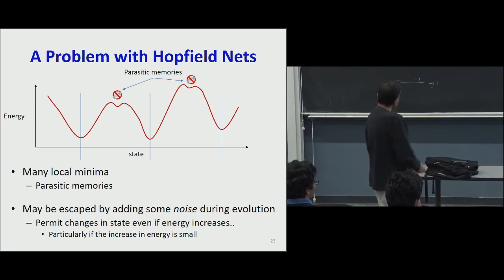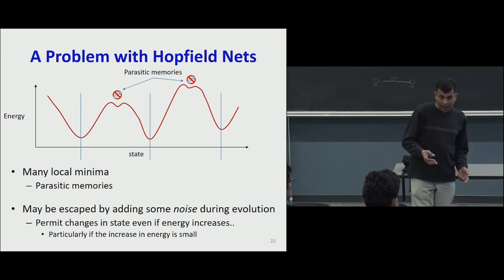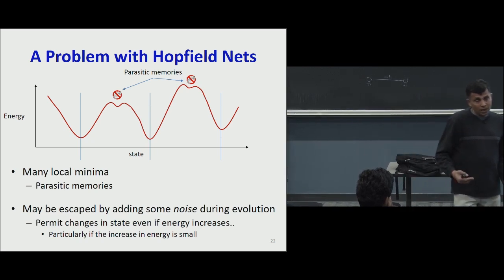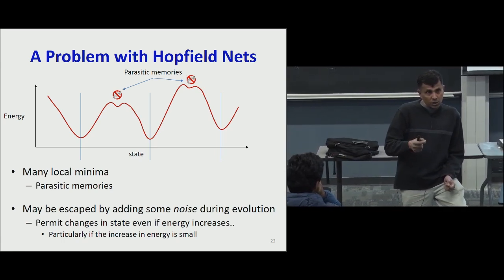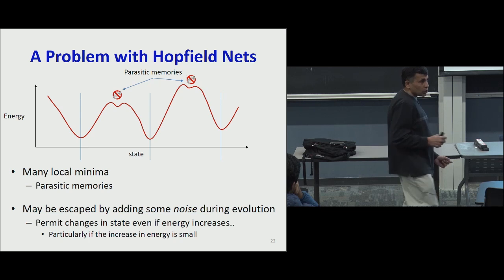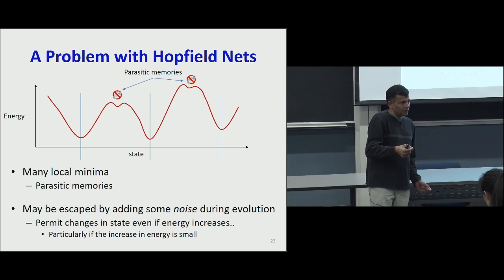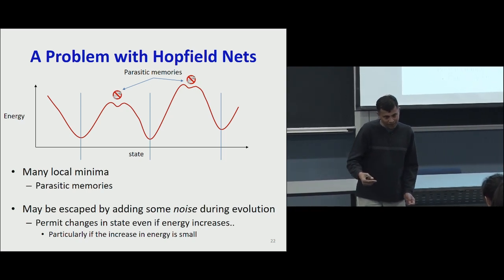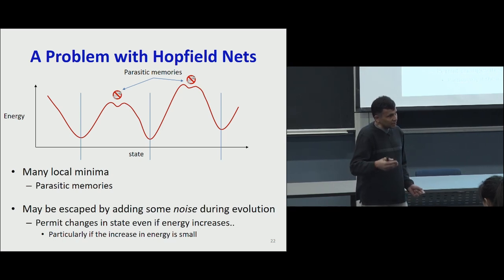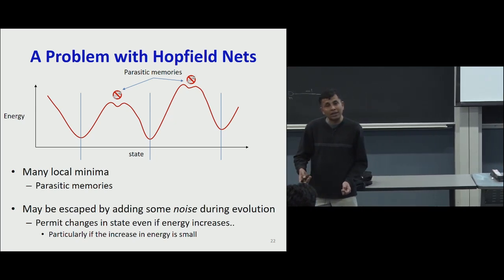So remember, what we did in the standard rule is, at each neuron, you just check the field and you make the neuron align itself with the field. But implicitly, what were you doing? You were saying, if I flip this neuron, will the energy decrease? And if the energy would decrease, you flip the neuron, right? You can change that rule and say, if I flip this neuron, will the energy not increase by more than epsilon? And then accept it, right? So instead of only accepting decreases in energy, you also accept small increases in energy.